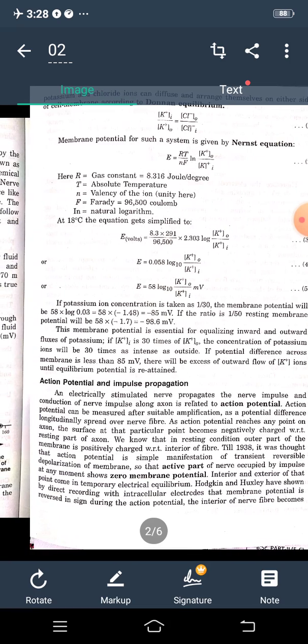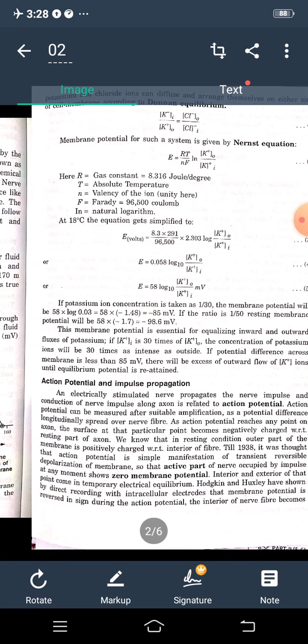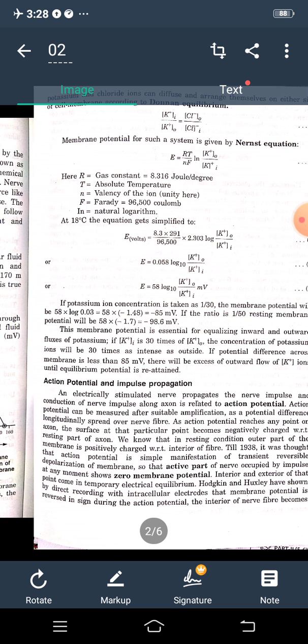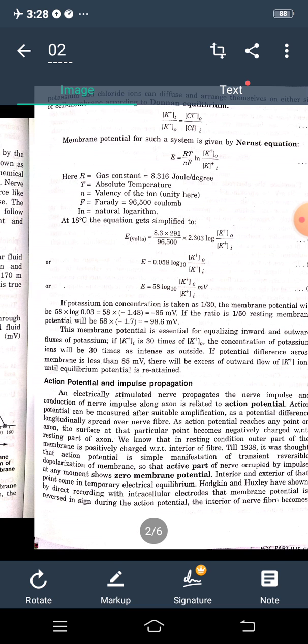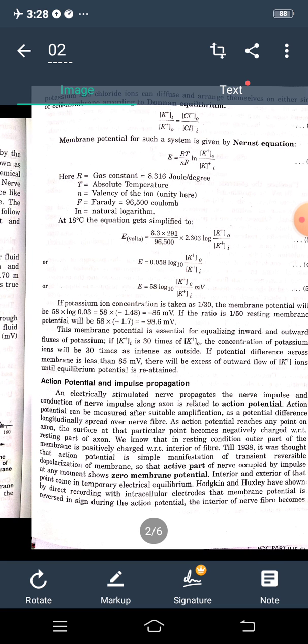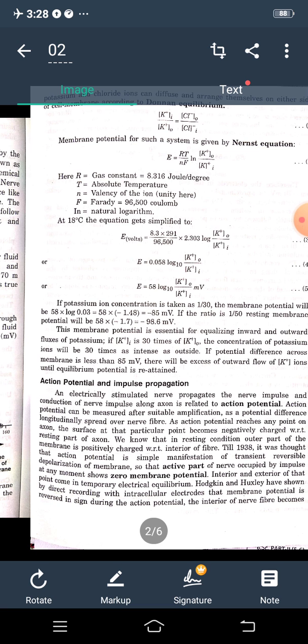This is E is equal to RT upon nF ln of K plus outside ion concentration upon K plus inside ion concentration, where R is the gas constant equal to 8.316 joules per degree, T is absolute temperature, n is valency of ions, F is Faraday, that is 96,500 coulombs, and ln is natural logarithm. At 18 degree centigrade, the equation gets simplified by putting in the values: E is equal to 58 log 10 of K plus outside ion concentration upon K plus inside ion concentration.